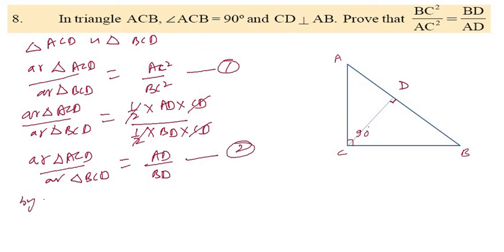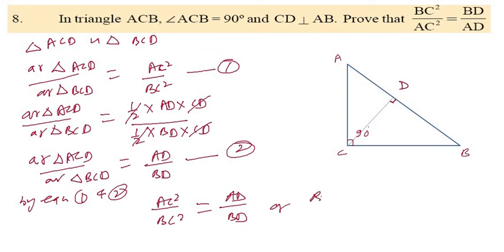So by equation first and second, the left hand sides are equal, so you can say right hand sides are also equal: AC square upon BC square is equal to AD upon BD, or you can say BC square upon AC square is equal to BD upon AD, and hence proved.